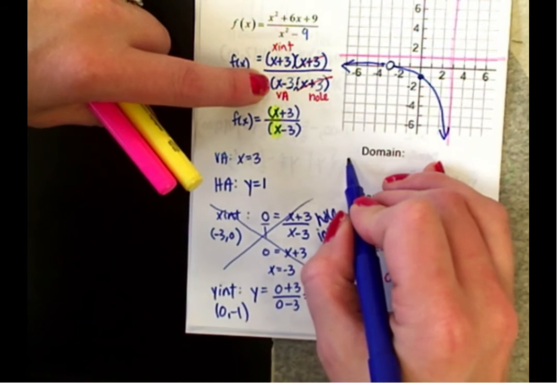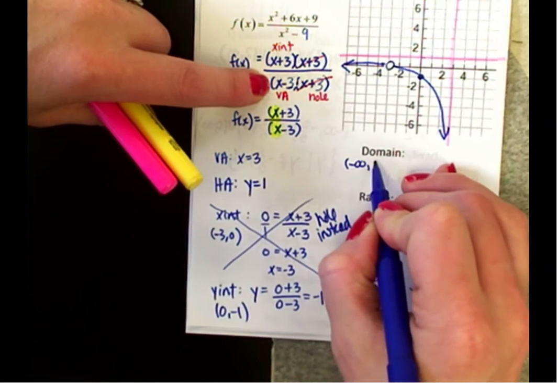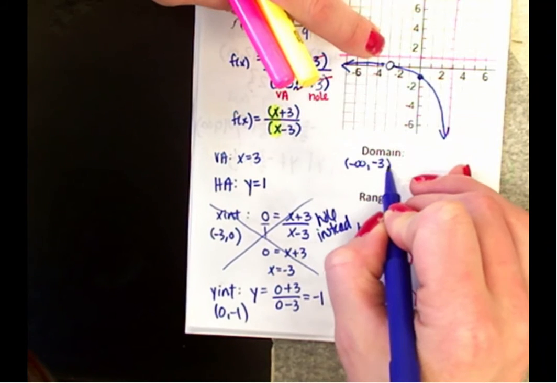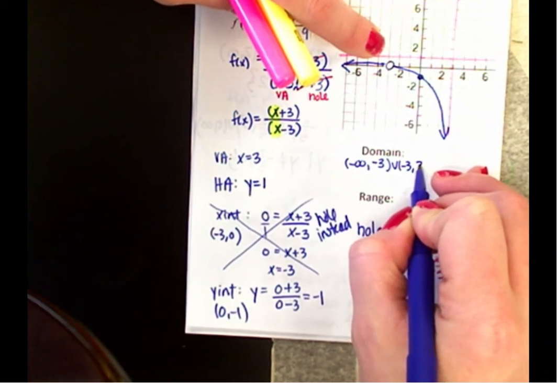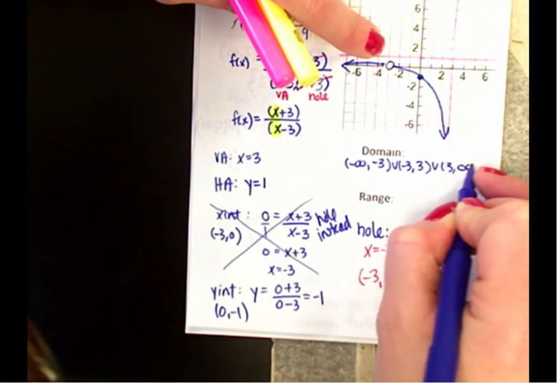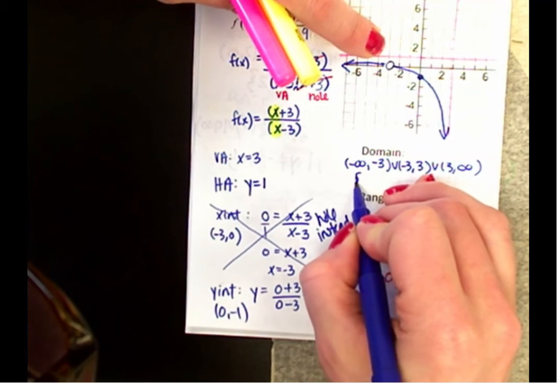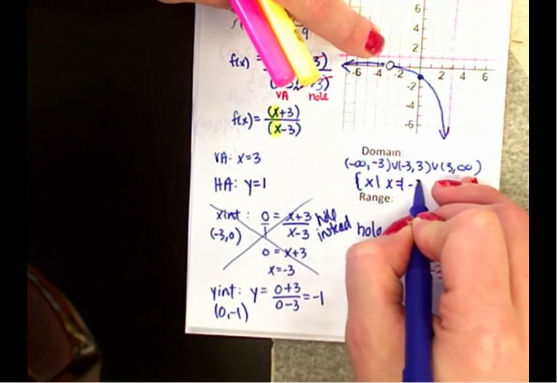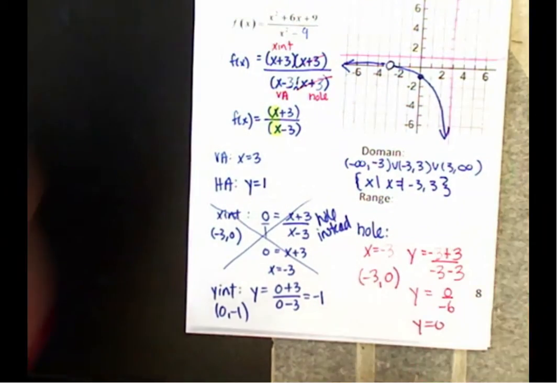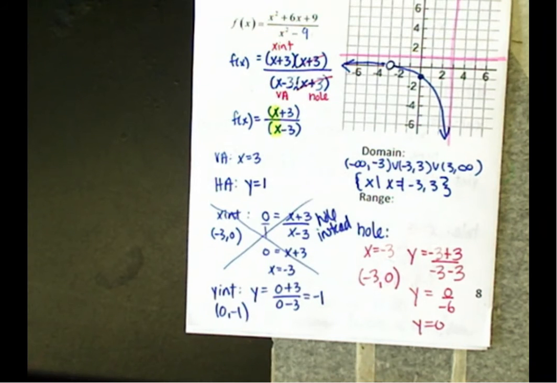I'm going to do my domain, negative infinity to negative 3, negative 3 to 3, 3 to positive infinity. Look at where I started. Vertical asymptote, hole. Those two things are discontinuities. They will be taken out of the domain. So no matter what, that's going to be a hole, that's going to be an asymptote, regardless of whatever else you find. The discontinuity wins.